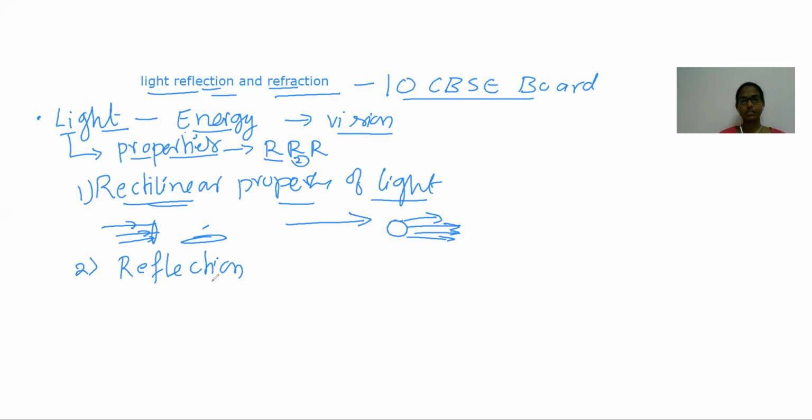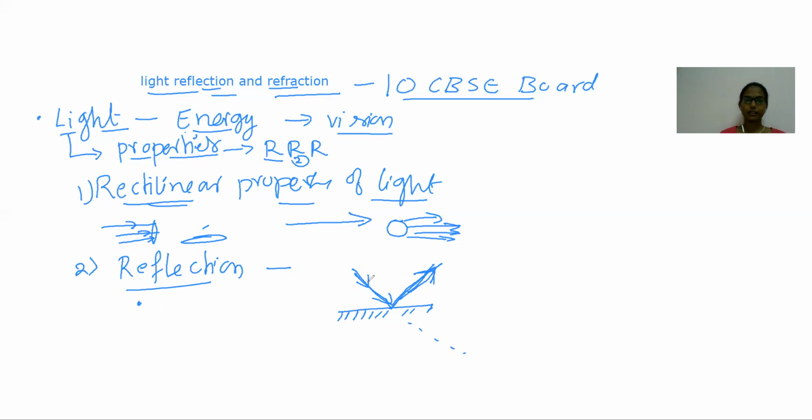What does reflection of light mean? When light rays fall on any surface, let us imagine light rays falling on a mirror. The mirror is an opaque medium, so the light won't pass through it. Instead of passing through, it bounces back into the same medium. This is what we call reflection of light. Reflection means bouncing back of light into the same medium. Is it clear, children? I hope this is understood.